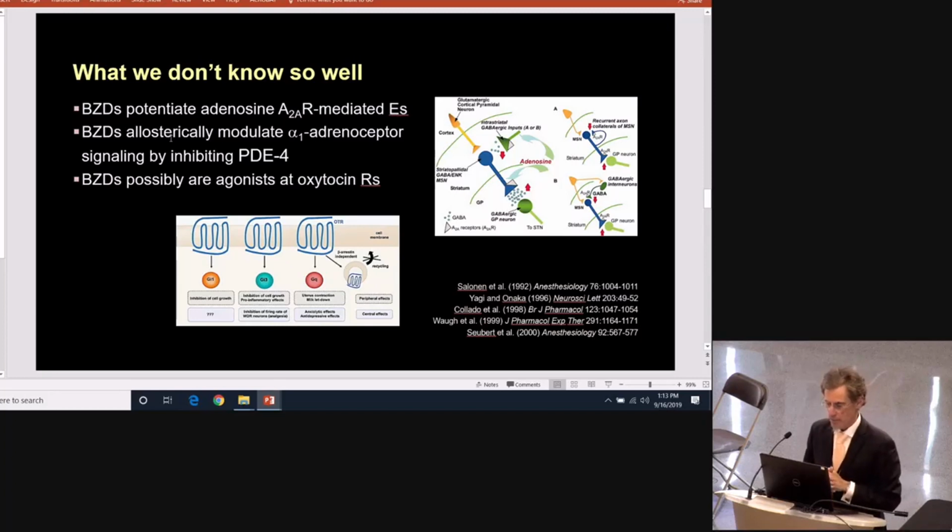Benzodiazepines allosterically modulate alpha-1 adrenoceptors. I do know what that means. They're on blood vessels. So what do you mean? Benzodiazepines are affecting blood vessels? Maybe something to do with the cardiovascular system? Geez, where did I hear that before?